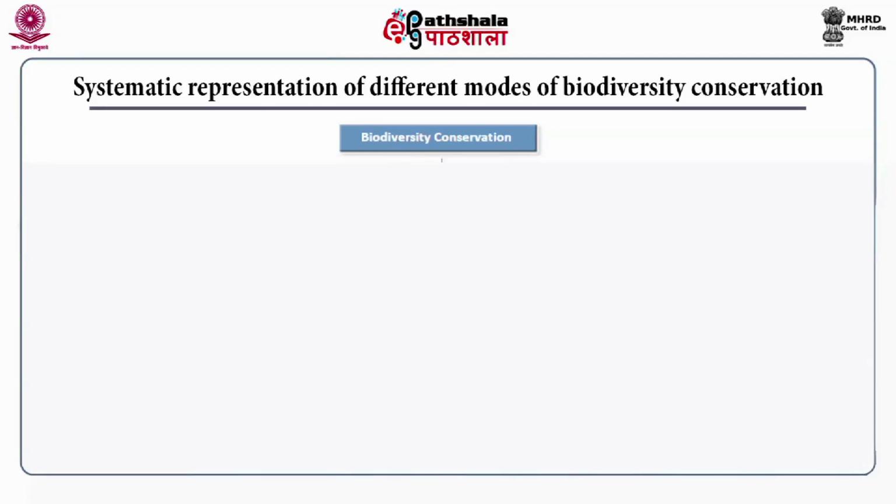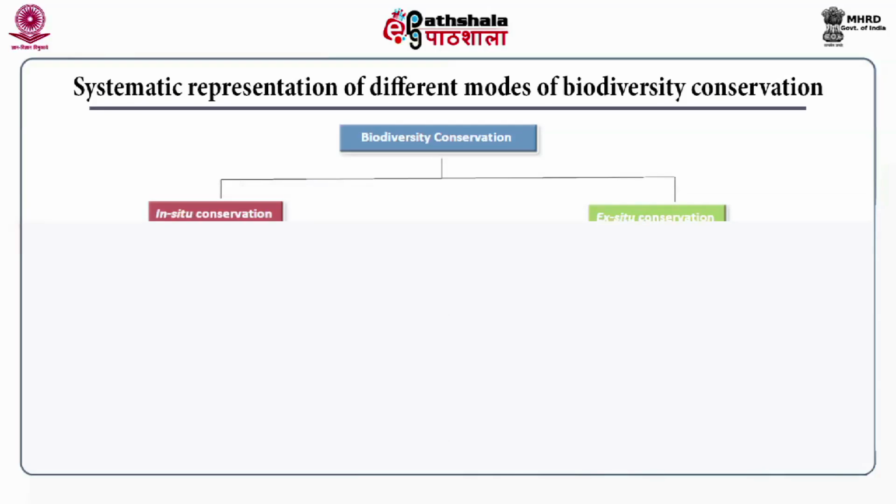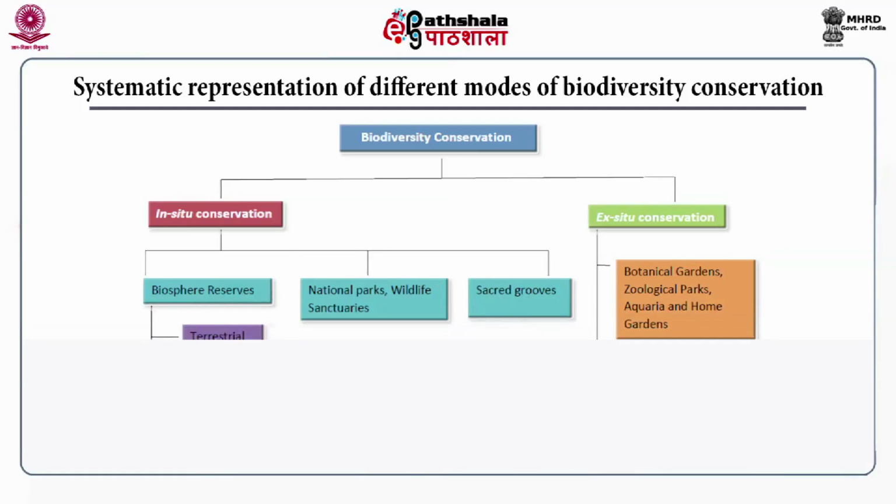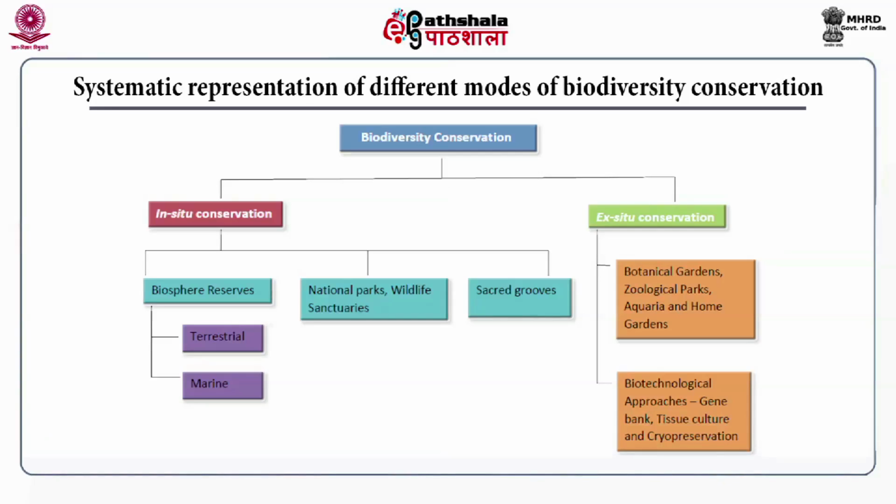Now, in this figure I have shown different modes of biodiversity conservation. One thing we have learned is that there may be 2 approaches. One is in situ conservation, that is in the habitat itself, and the second one is ex situ conservation, that is out of habitat. So, in this figure we will see what the different modes of biodiversity conservation are. And these biosphere reserves may be terrestrial, on the land, as well as marine. Then we have national parks, wildlife sanctuaries.